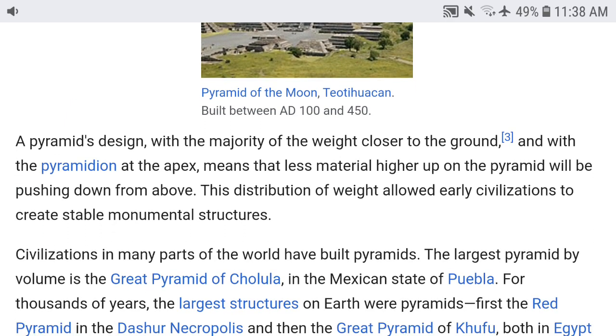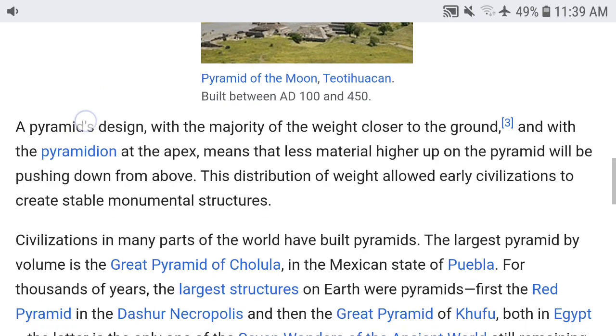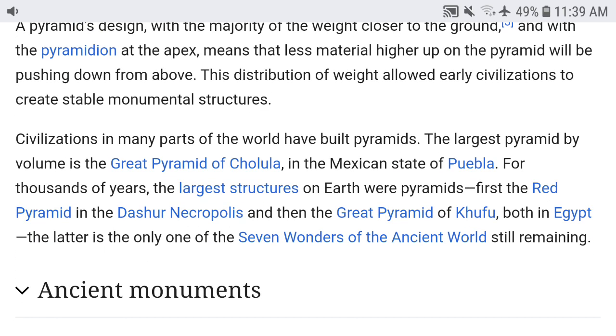A pyramid is designed with the majority of the weight closer to the ground, and with the pyramidion at the apex, meaning the less material higher up on the pyramid will be pushing down from above. This distribution of weight allowed early civilizations to create stable monumental structures. Civilizations in many parts of the world have built pyramids. The largest pyramid by volume is the Great Pyramid of Cholula, in the Mexican state of Puebla. That's the largest pyramid by volume. I thought it was the Pyramid of Giza, but apparently not. For thousands of years, the largest structures on Earth were pyramids.